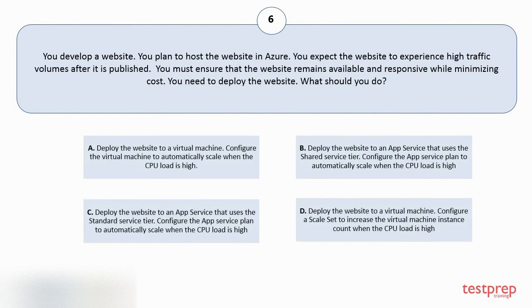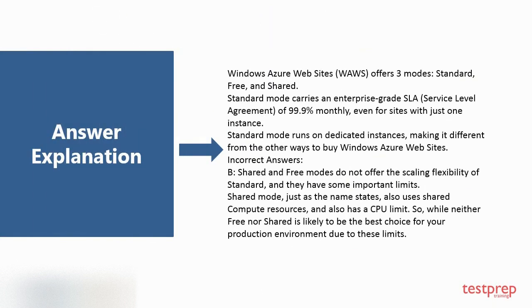Your options are. A. Deploy the website to a virtual machine. Configure the virtual machine to automatically scale when the CPU load is high. B. Deploy the website to an app service that uses the shared service tier. Configure the app service plan to automatically scale when the CPU load is high. C. Deploy the website to an app service that uses the standard service tier. Configure the app service plan to automatically scale when the CPU load is high. D. Deploy the website to a virtual machine. Configure a scale set to increase the virtual machine instance count when the CPU load is high. The correct answer is option C. You can refer to the following for the explanation of the answer.